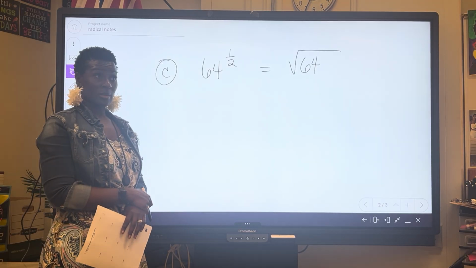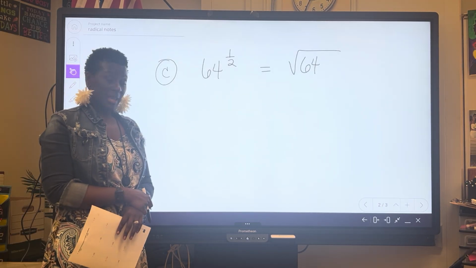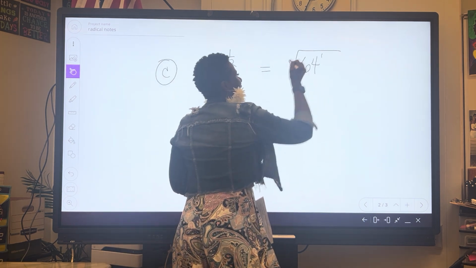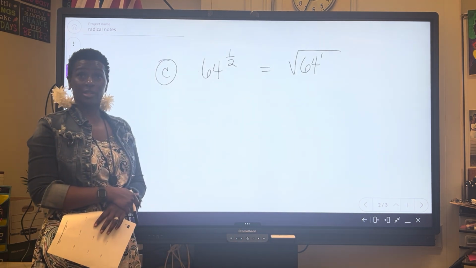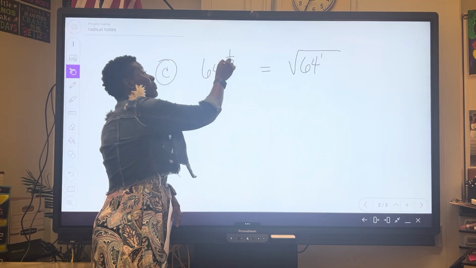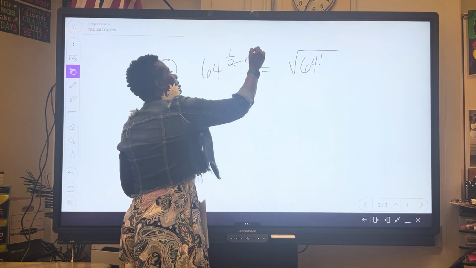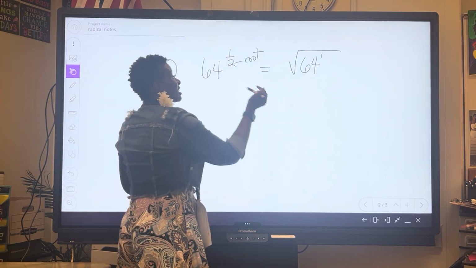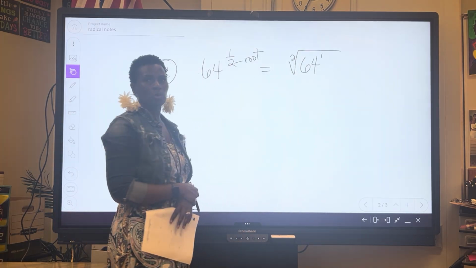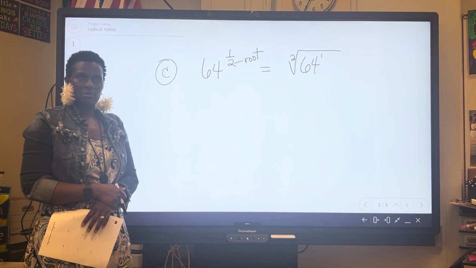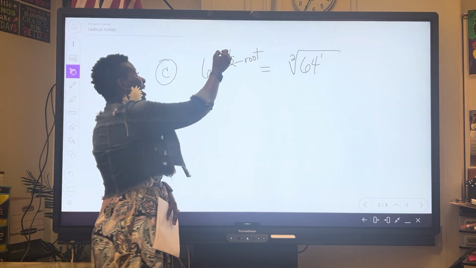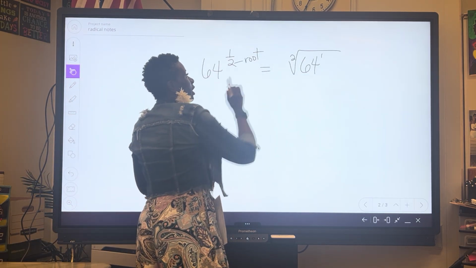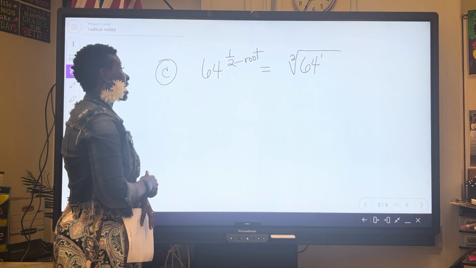Are y'all with me? This exponent at the top stays at the top. Y'all with me? The one at the bottom is the root. It's telling you the root. So this is saying, I want the square root of this. That's it. Exponent stays exponent, but the bottom is the root. So it goes there.